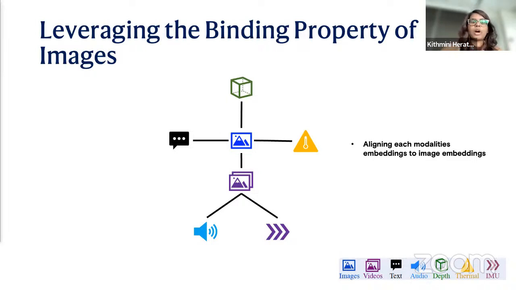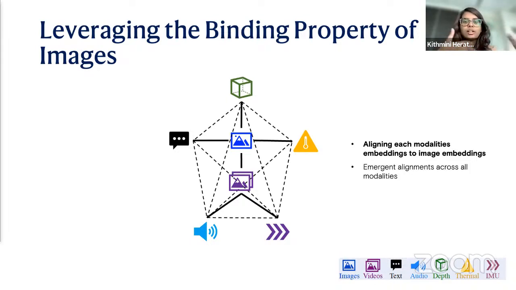Once you train this, they show through experiments that the model is able to align the other data modalities, even though it's not explicitly trained for them. They term it emergent alignment, because the model was not trained to do that, but it appears in the performance of that model.